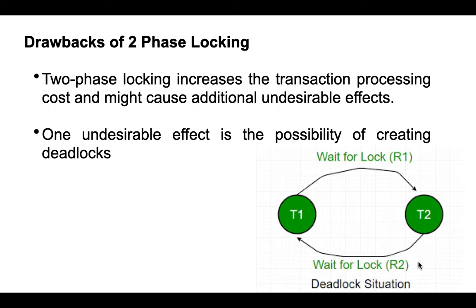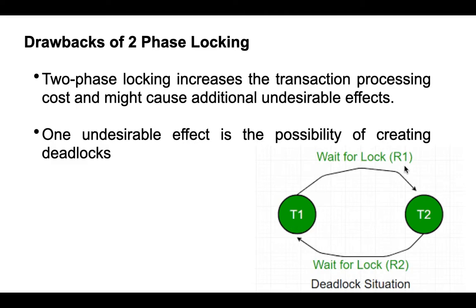So now T2 is waiting for T1 to release R2, and T1 is waiting for T2 to release R1. T2 will release R1 only when it gets a lock on R2 and completes its process, and T1 will release R2 only when it gets a lock on R1 and is able to complete. So this is a deadlock situation. T1 will do something only after T2 does, and T2 only after T1 does.